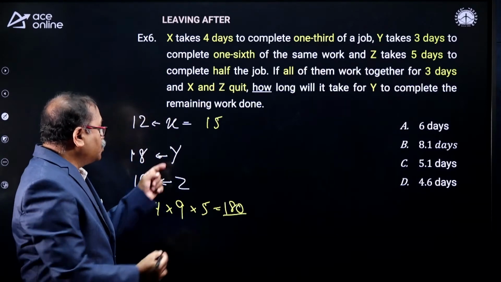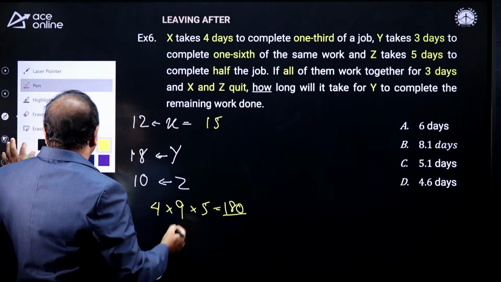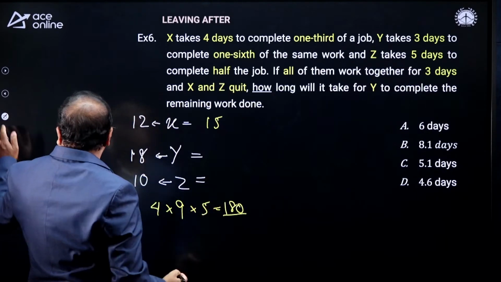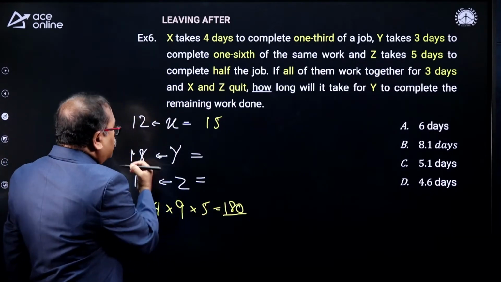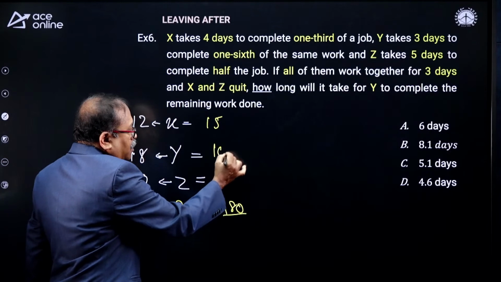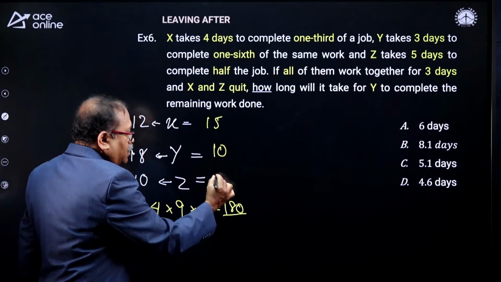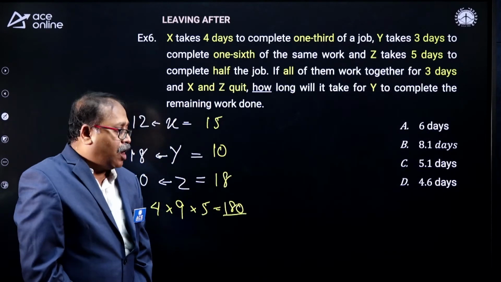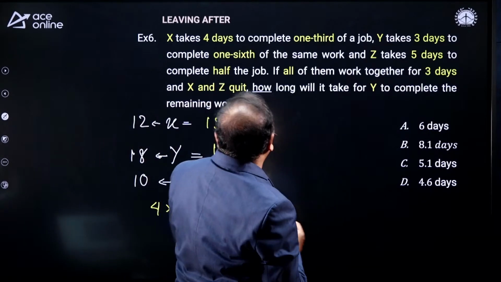Right, friends? I'm sure you can find it out for Y and Z. How many units do Y and Z complete per day? 180 divided by 18, that is 10 units per day. 180 divided by 10, that is 18 units per day. Up to this we have to come. After that, whatever condition they say, I will follow that.